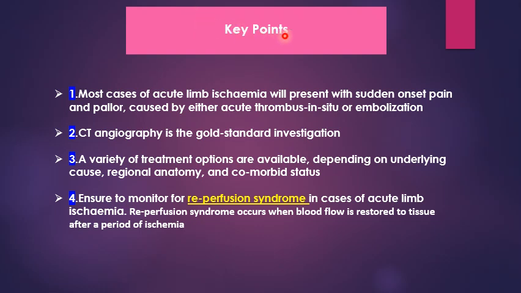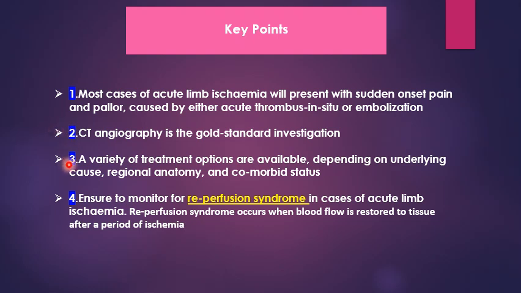Now, finally, the key points that must be considered in acute limb ischemia. Most cases of acute limb ischemia will present with sudden onset of severe pain over the leg, especially the calf, and pallor. The whole limb becomes pale distal to the obstruction, caused either by acute thrombus in situ or embolization. That means a thrombus can develop in situ, or it can come from elsewhere, and is acute. CT angiography is the gold standard investigation for these patients, although we normally do a Doppler ultrasound prior to the CT angiogram.